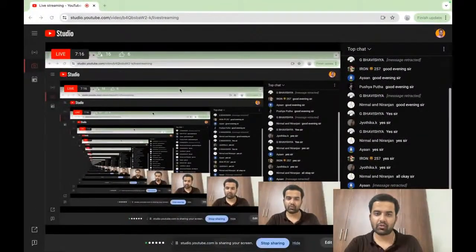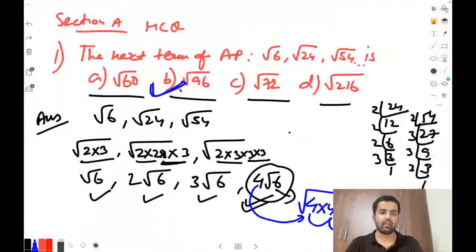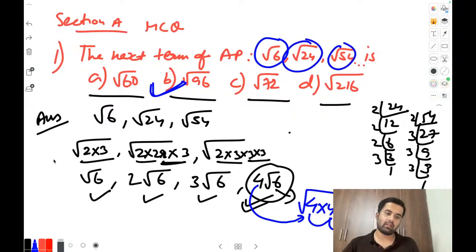Okay. Option B. Yeah, most of the students I got the same thing. Yeah, fine. So root 96 is the answer. So what we need to do here, whatever the things will come, we have to make it smaller first, like this way. Then only you can figure out the gaps. Fine now, this way. Okay, let's switch to next one now.